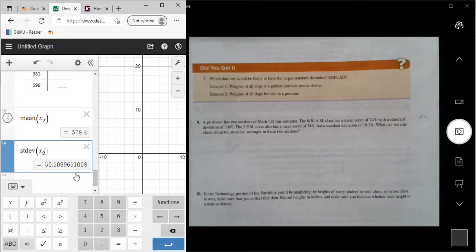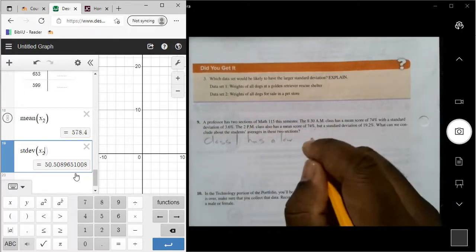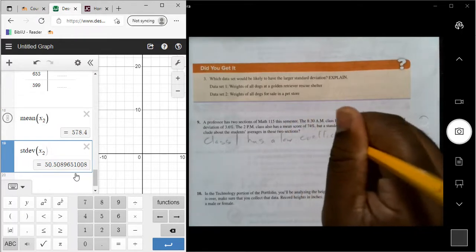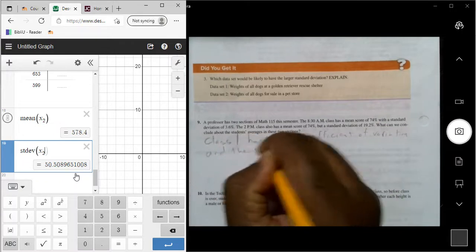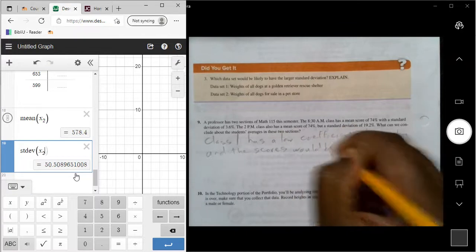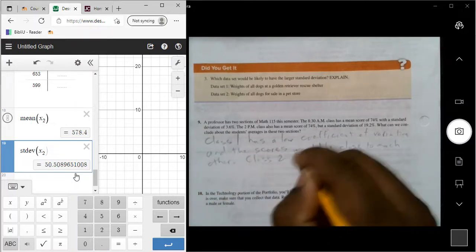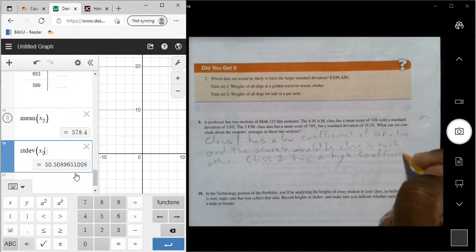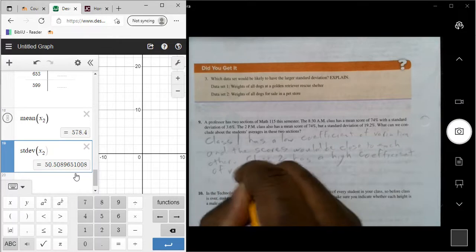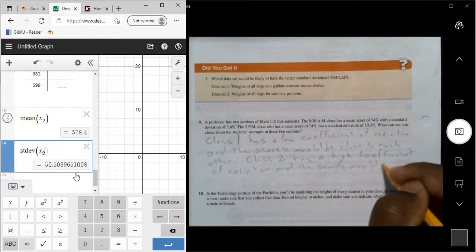All right. Based upon the standard deviation and the mean score, we can see that class 1 has a low coefficient of variation, and the scores would be close to each other. Class 2 has a high coefficient of variation, and the scores will be more spread out.